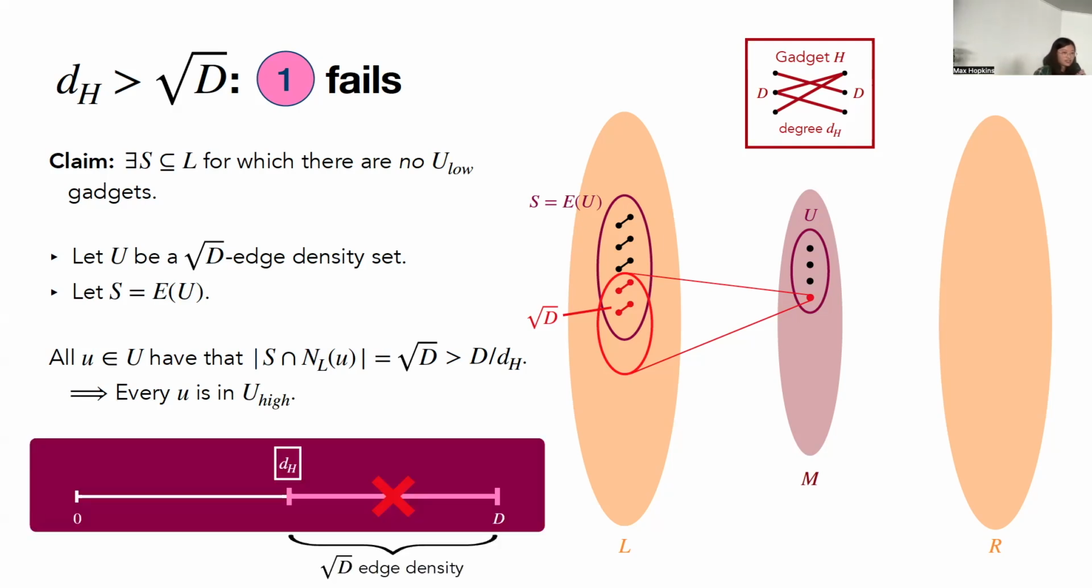So this is just a summary. If you have DH too big, then because of these root D edge density sets, we're going to fail. Okay, does that make sense? Okay, great. Like 2 people are saying yes, so that's good. Any questions?